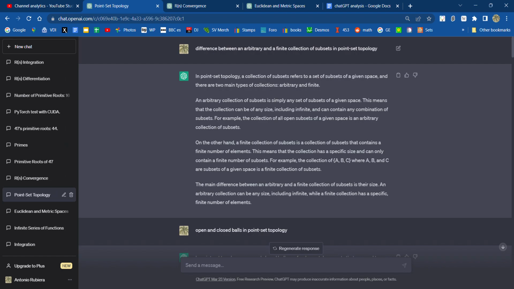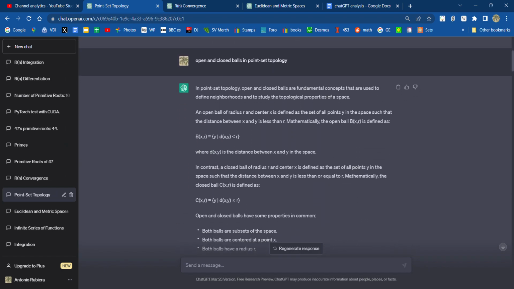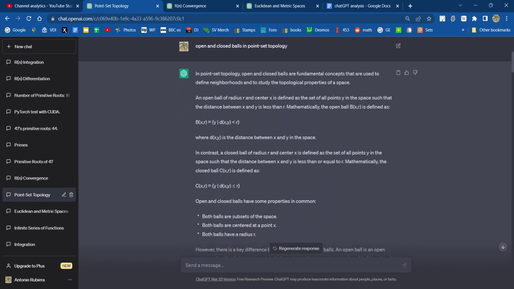For chapter 8, I asked ChatGPT what the difference was between an arbitrary and a finite collection of subsets in point set topology. So yeah, it's all about size, and that sets the discussion. This is 3 different threads, one for each chapter, even though I could have done them all in one. Then open and closed balls in point set topology.